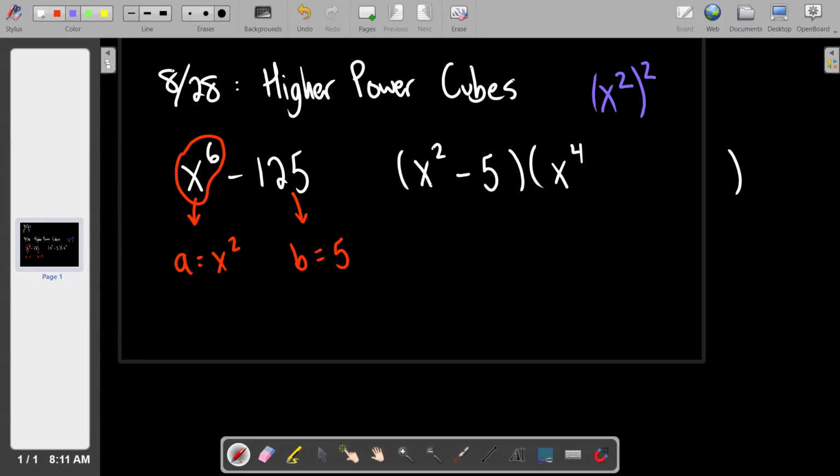Nice. What's the middle term going to be? Plus. Thank you for saying plus. That means a lot. Plus what? Perfect. It's just AB, right? And then what's my last term going to be? Good.